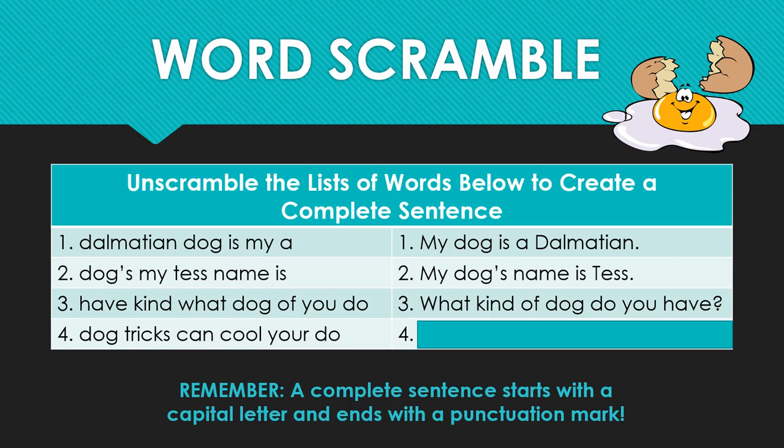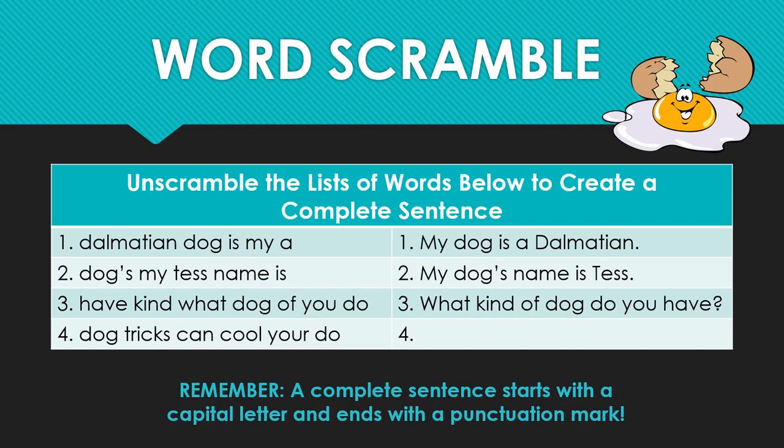And finally, the word list for 4 says dog, tricks, can, cool, your, do. I left this one blank because you could form a couple of different sentences based off this list. You could ask a question. Can your dog do cool tricks? Or if the dog could, you would probably be excited about it. Your dog can do cool tricks.